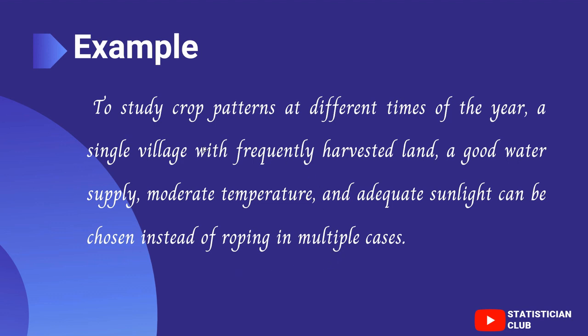This is the example from agriculture. Suppose you want to study any union council level, and the temperature, land, and water supply of all union councils are the same. Then you select a single village, and you predict its crop pattern, and on the basis of that village's result you can apply these results on the whole union council, because all the conditions of water supply, moderate temperature and adequate sunlight are similar in the whole union council.